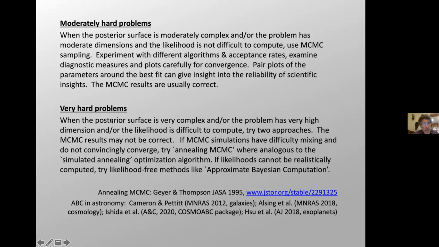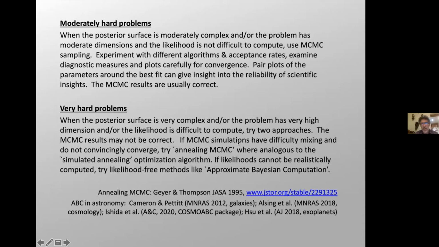If you have a very hard problem, so the posterior surface is very bumpy and crazy, and there's peaks in all sorts of places in the space, or the problem has very high dimension, 1,000 dimensions, 100 dimensions, or the likelihood is very difficult to compute. Maybe it takes a CPU day or a CPU year to calculate the likelihood. Okay, you just can't do this. MCMC is just too much. And if you try it, you may not get the right answer.